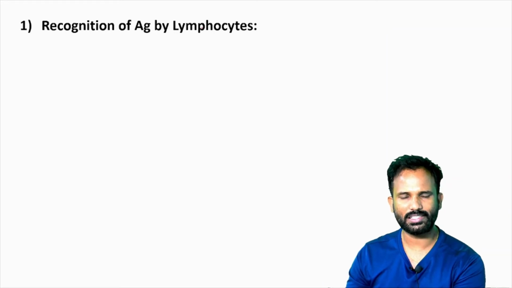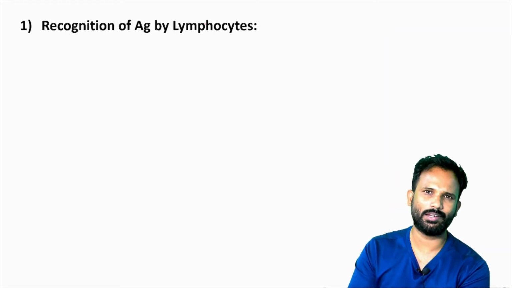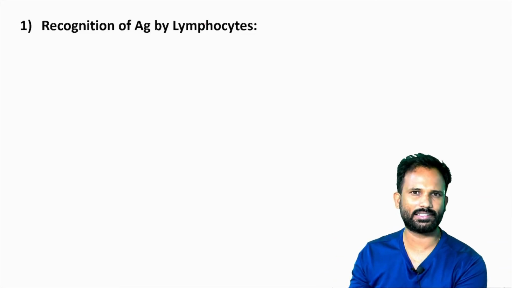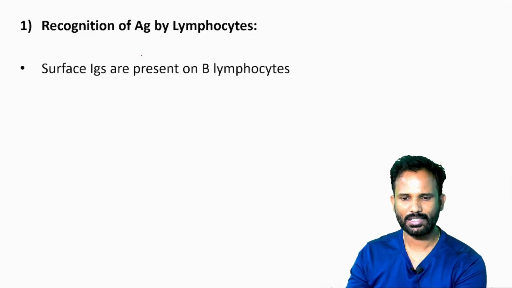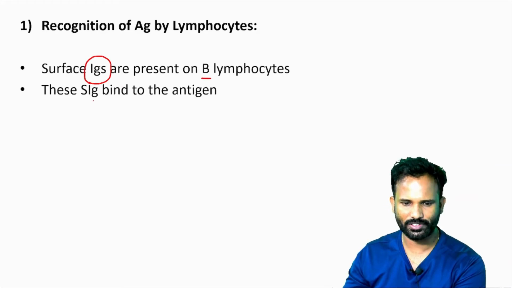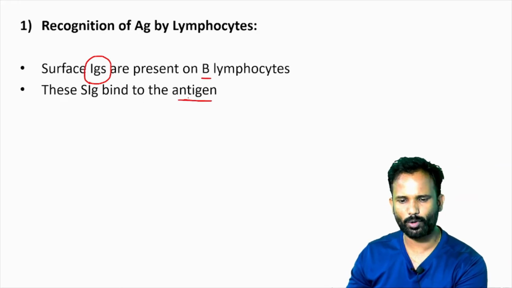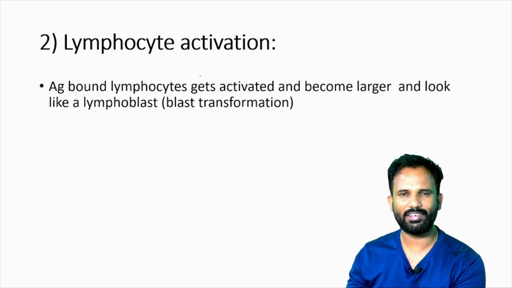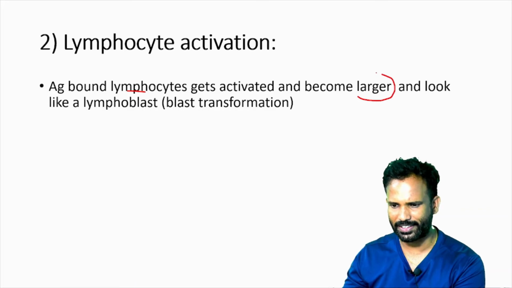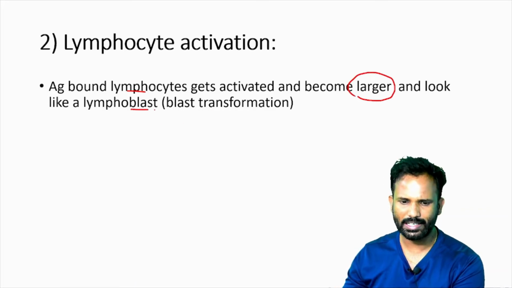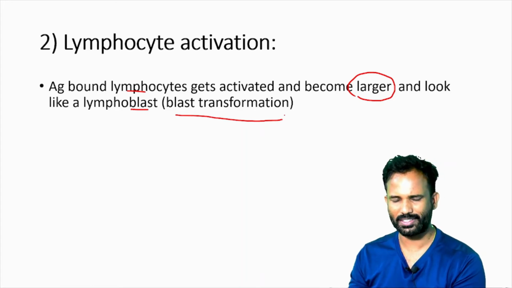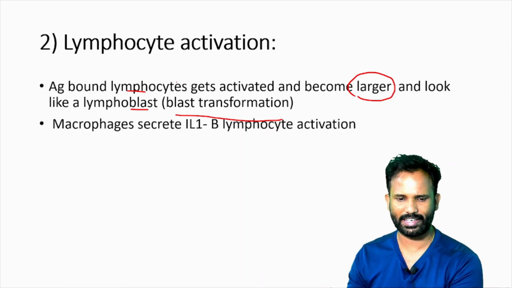So first thing, unlike cell-mediated immunity, there is no antigen presenting cell. Directly, the B lymphocyte can recognize the pathogen. There are surface immunoglobulins present over B lymphocytes. These surface immunoglobulins will bind to the antigen and they will get activated. As the bound lymphocytes get activated, they become larger and look like a lymphoblast. We call that blast transformation. It enlarges in size when it is activated.